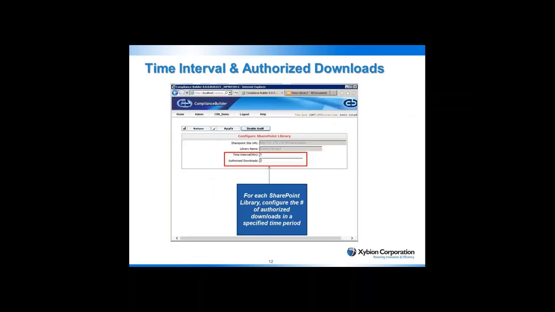And then when you hit the configure button, this is where you tell Compliance Builder what is excessive for this particular library. So for this one, I'm saying that if a user comes in and downloads 2 files within 1 minute, this is unusual behavior and I want Compliance Builder to generate a system alert for this activity. When the system alert is generated, it goes back to that same information we saw in the first slide of the report, telling us who's downloading the files, which library they're downloading from, and a partial list of all the documents that they're downloading.